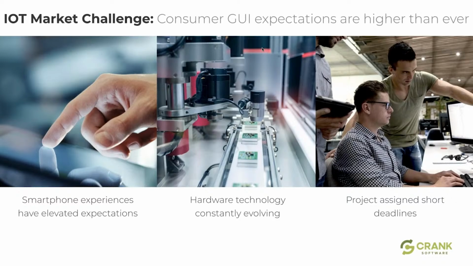The hardware technology is constantly evolving, so new stuff's coming out. You're getting more, but with great power comes great responsibility, and it comes with more work. So how do I take advantage of it as well? And the other issue that's coming is it's such a competitive market that product timelines are shortening very quickly. People are trying to get to market as fast as they can. So it's a perfect storm: high expectations, evolving hardware, and short timelines.